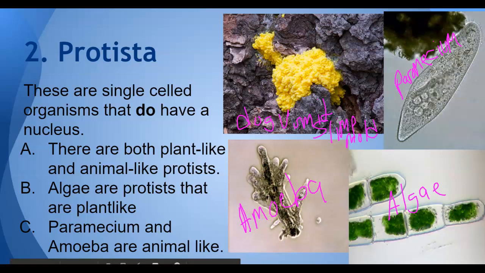The big difference between Protista and archaea and bacteria: archaea and bacteria are single-celled, and protists are mostly single-celled, but Protista have a nucleus. Very important that you remember that Protista is the first kingdom to have a nucleus.